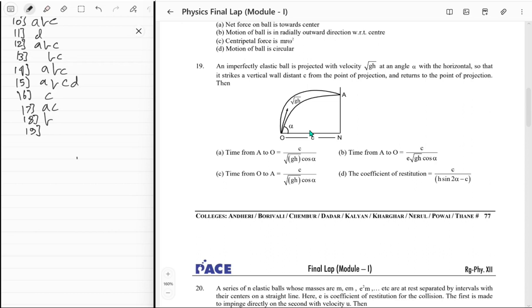सो लाइक सी अपॉन स्क्वायर रूट ऑफ जी एच cosine alpha. That's the time required, right? Okay, so time from A to O क्या होगा? अच्छा, O to A अपने को पता है. A to O में क्या होगा? Let's say imperfectly elastic ball. Okay. I mean, I can assume कि normal force act कर रहा है सिर्फ और कुछ force नहीं act कर रहा. But what about friction? क्या वो act नहीं करेगा? I guess it should, you know.